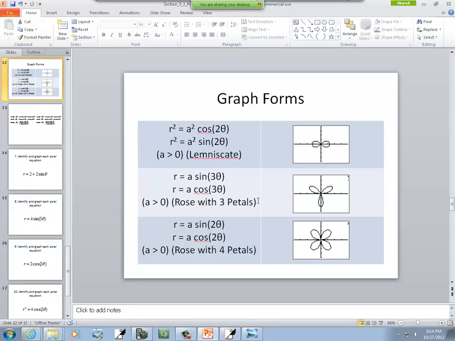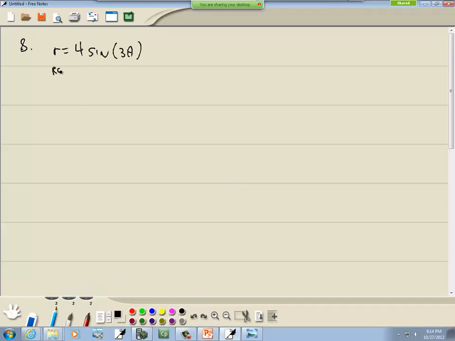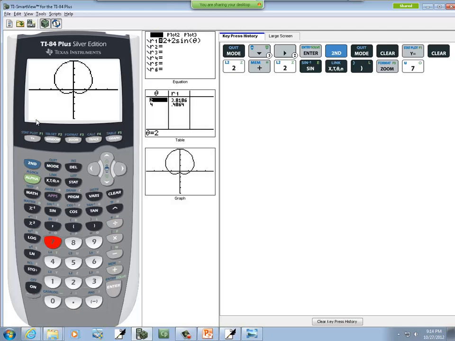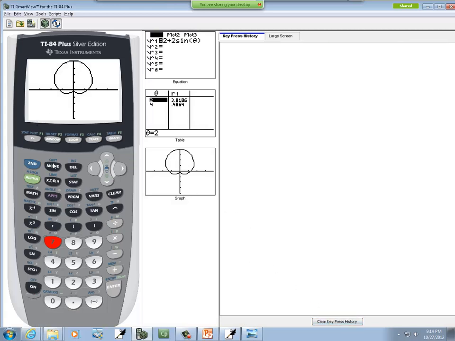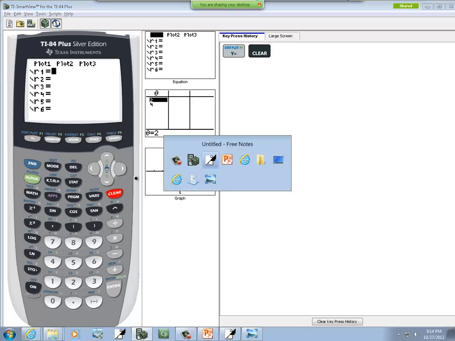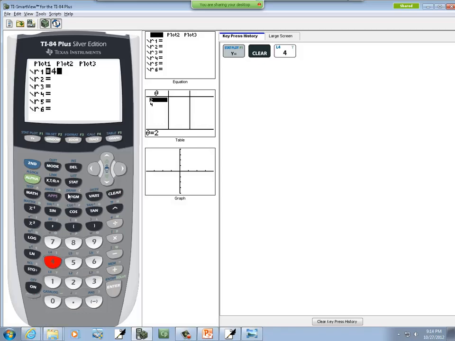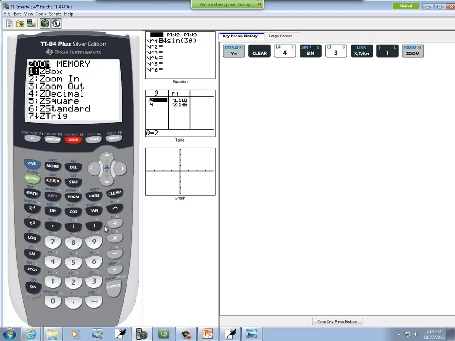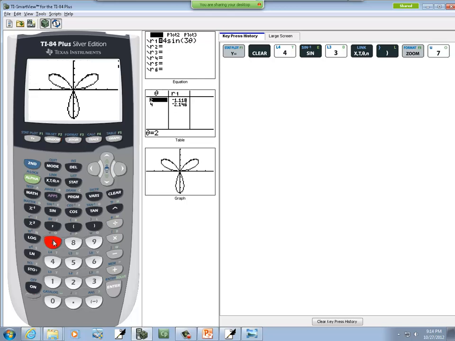That's going to be a rose with 3 petals. I'm not going to test for symmetry because I'm just going to put this in my calculator. That one problem was embarrassing enough for me to do by hand. So I'm going to press y equals, press clear, and I'm going to put in 4 sine 3 theta. Close parentheses, and then I'll do zoom, and I'll choose number 7, ZTrig. And that'd be your answer.